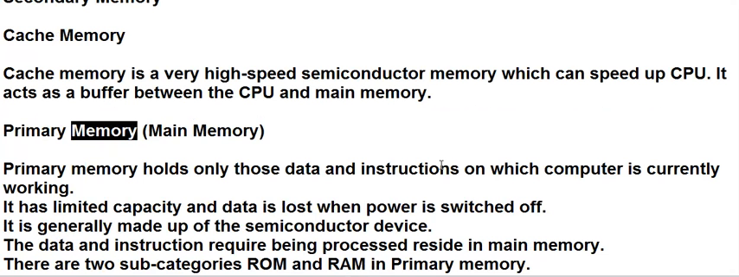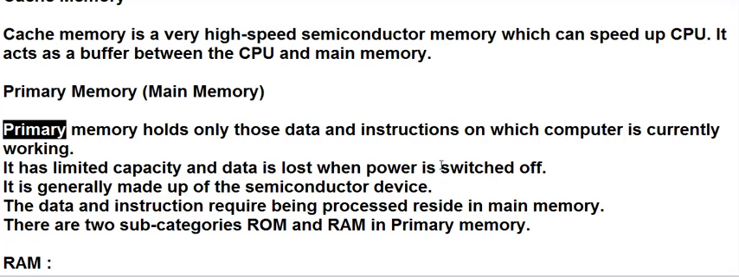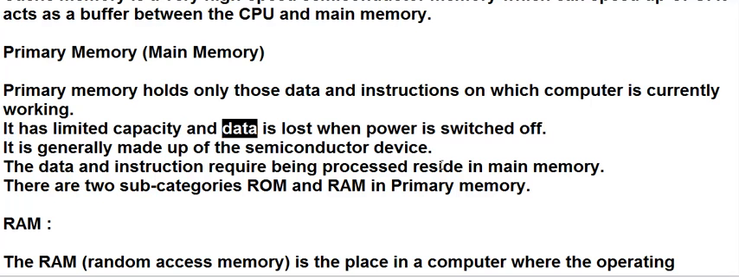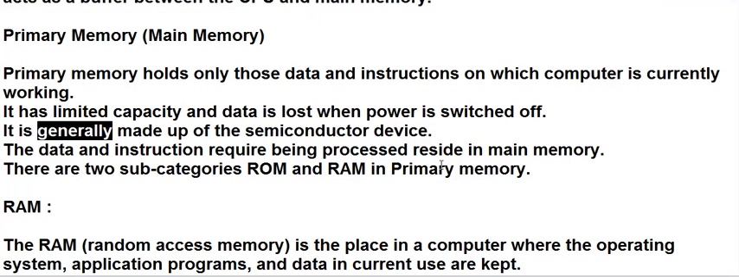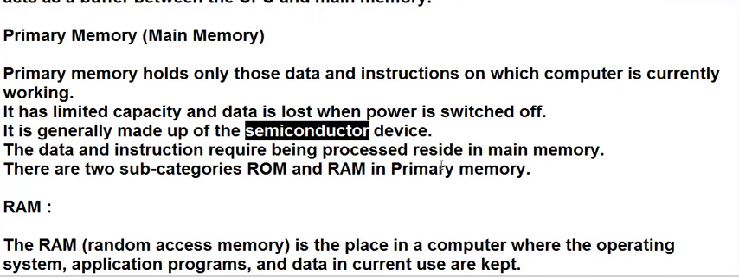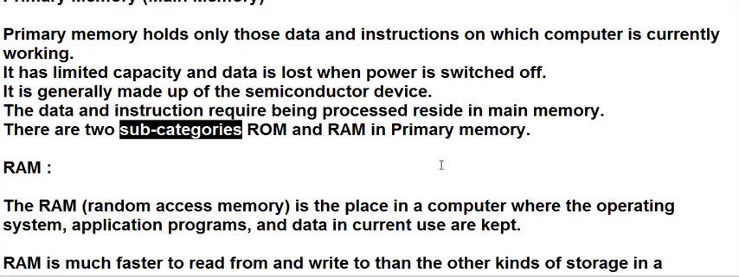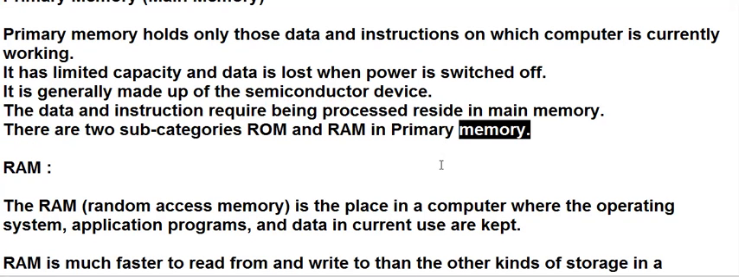Primary memory, main memory. Primary memory holds only those data and instructions on which the computer is currently working. It has limited capacity and data is lost when power is switched off. It is generally made up of semiconductor devices. The data and instructions required to be processed reside in main memory. There are two subcategories, ROM and RAM, in primary memory.